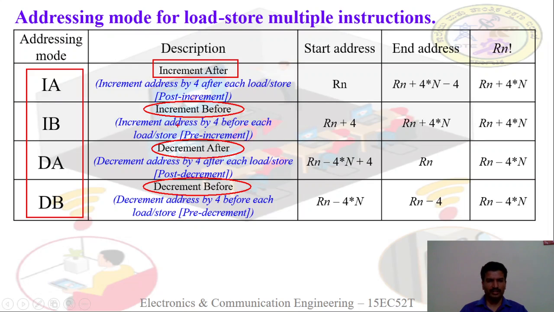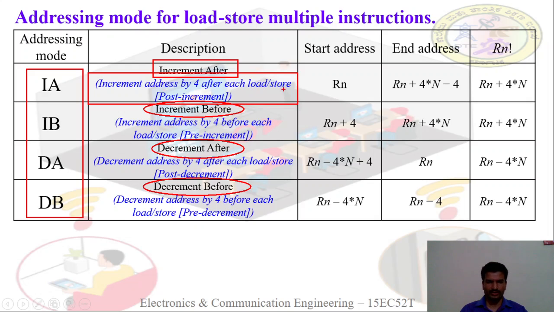After each load or store, the memory address will be automatically incremented. How to increment that memory address is indicated by the addressing mode. If we specify IA, it will increment the address by 4 after each load or store. First it performs the load operation, then it increments the address by 4.